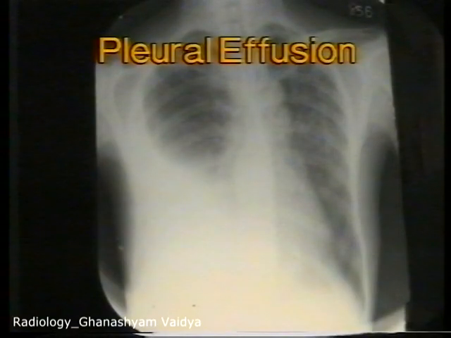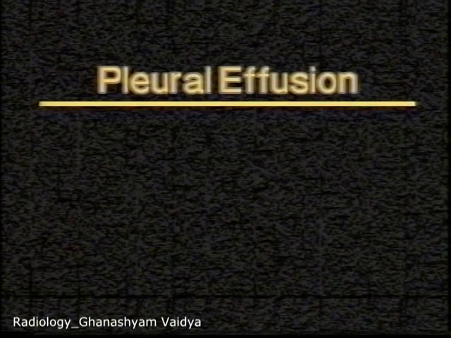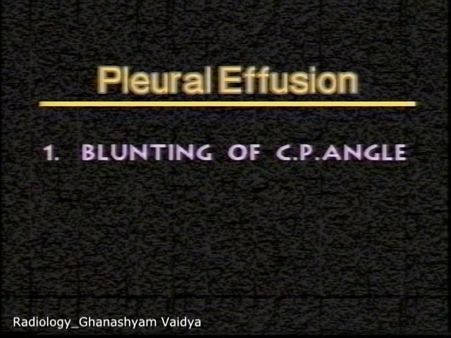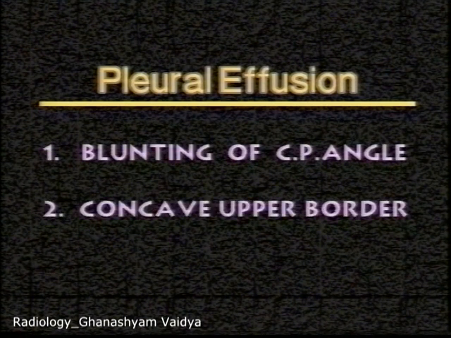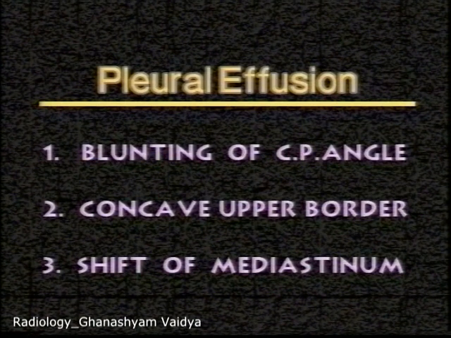This is another X-ray of a moderately large pleural effusion. Note the homogeneous opacity in the right lower zone with concave upper border rising in the axilla and the shift of the heart to the opposite side. So the features of a pleural effusion are blunting of the costophrenic angle, homogeneous opacity with a concave upper border which rises on the lateral side, and shift of mediastinum to the opposite side.